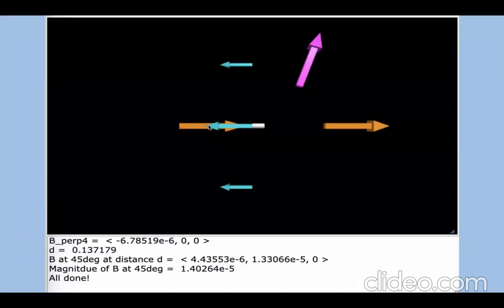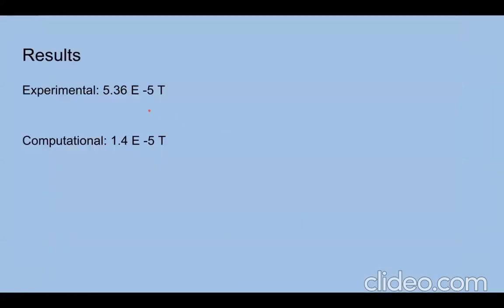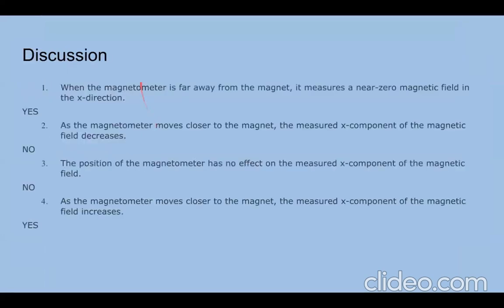We see the perpendicular forces here in the cyan. We see the magnitude of B at 45 degrees printed down here, which is visualized up here. And to compare our results, it was 5.36 times 10 to the -5 versus 1.4 times 10 to the -5. And these aren't exact, but they're close enough.